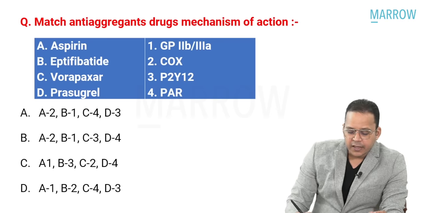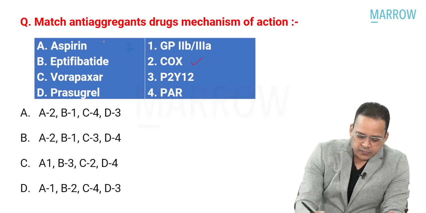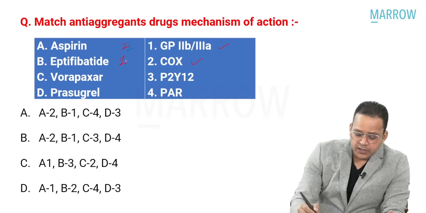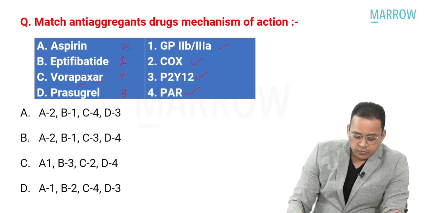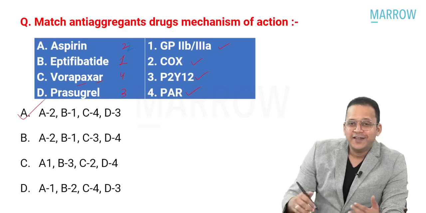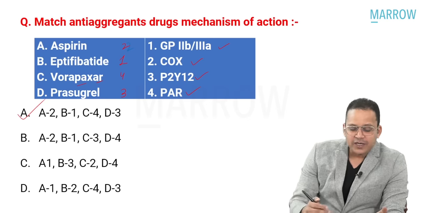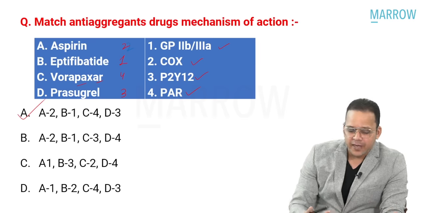Match the anti-aggregant drugs with their mechanism of action. Again, it's a simple one, guys. Aspirin is 2, cyclooxygenase blocker, isn't it? Eptifibatide is 1, GP2B3A blocker. Vorapaxar, PAR-1, 4. Prasugrel is P2Y12 inhibitor, 3. So A2, B1, C4, D3. Option A is the right answer. Answering takes less time. More time is taken searching for the option where the match is correct, isn't it? So again, this is not a difficult MCQ, and in anti-aggregants, the bare minimum they can ask you is the mechanism of action, isn't it?